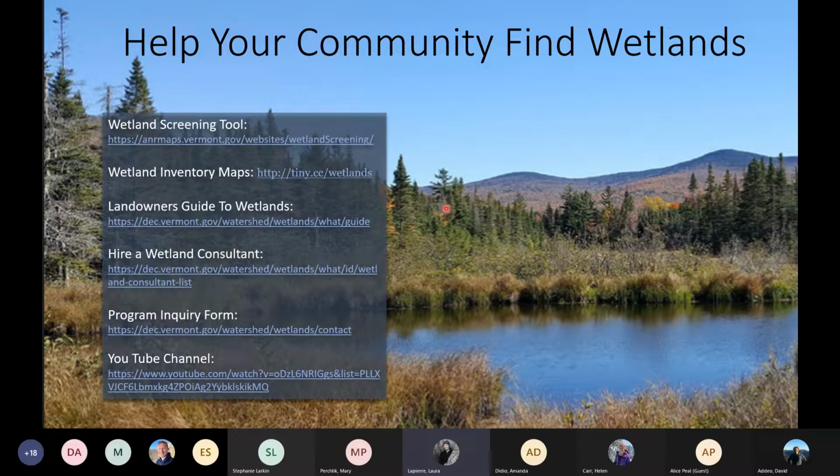So here are some links that are useful that you can share with your colleagues, friends and family. We have a wetland screening tool, which there's a presentation about. You just add in your address and it tells you the likelihood of wetlands. The inventory maps, of course, give a wealth of information. Our landowner's guide gives you some tips and tricks for trying to figure out if there's wetlands before you get a professional involved. We have a list of consultants who are willing and able.